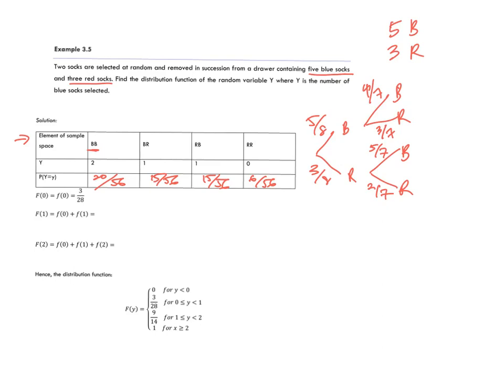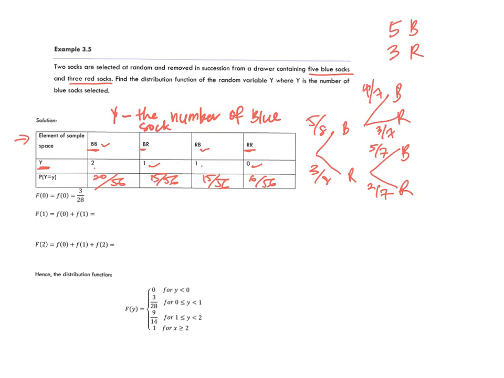Okay, I forgot to define the random variable. Y is the number of blue socks selected. You can see here y equals 2 because we get 2 blue. There's only one blue here, that's why it is 1. Also 1, and then no blue, so it is 0.